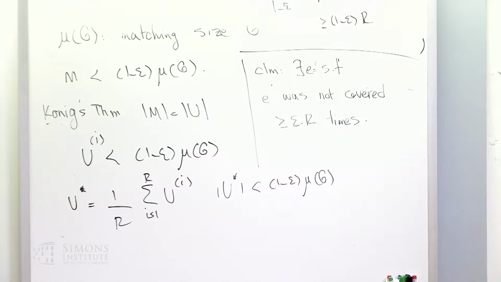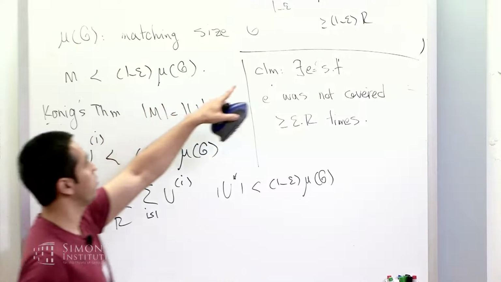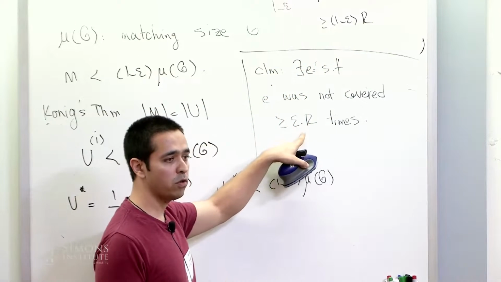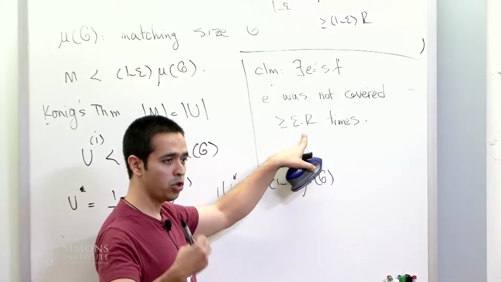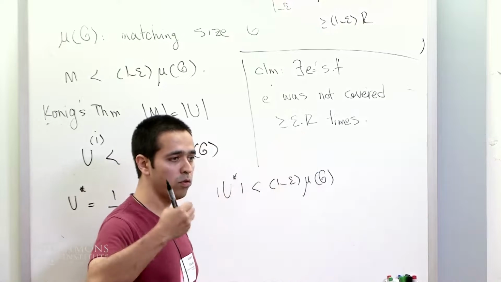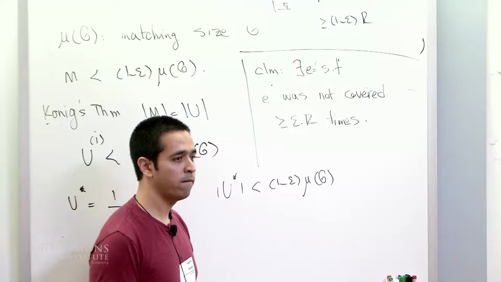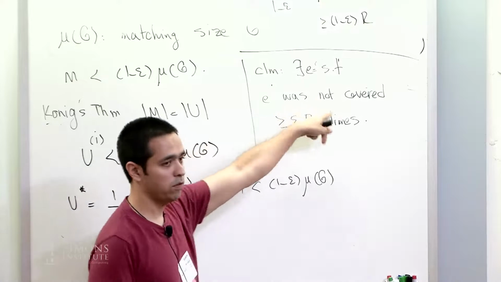Why is it epsilon R and not 1 minus epsilon? This is the number of times it was covered, so then you were not covered epsilon R times. And each time that you are not covered, your weight gets doubled. Okay, I got it. So there is an edge that was not covered. Yes.